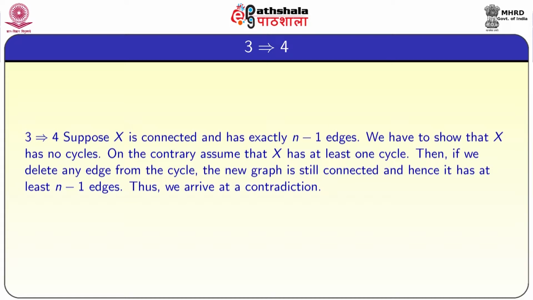Let X be a connected graph having exactly n minus 1 edges. We have to show that X has no cycles. On the contrary, assume that X has at least one cycle. Then if you delete any edge from the cycle, the new graph is still connected and hence it has at least n minus 1 edges. Thus we arrive at a contradiction. So what we proved is, if X is connected and has exactly n minus 1 edges, then it does not have a cycle.